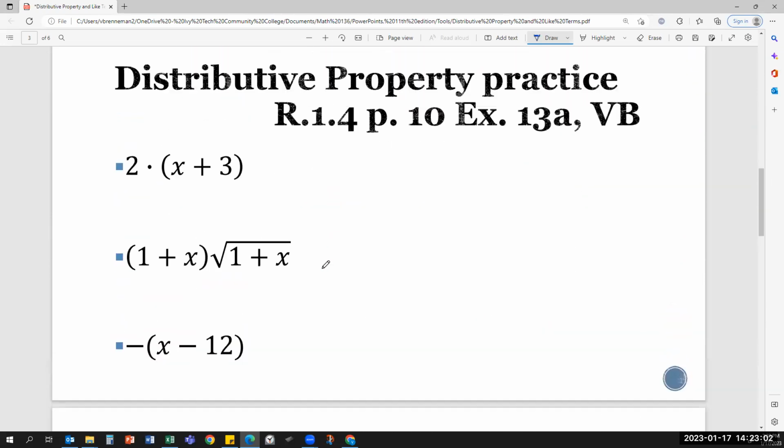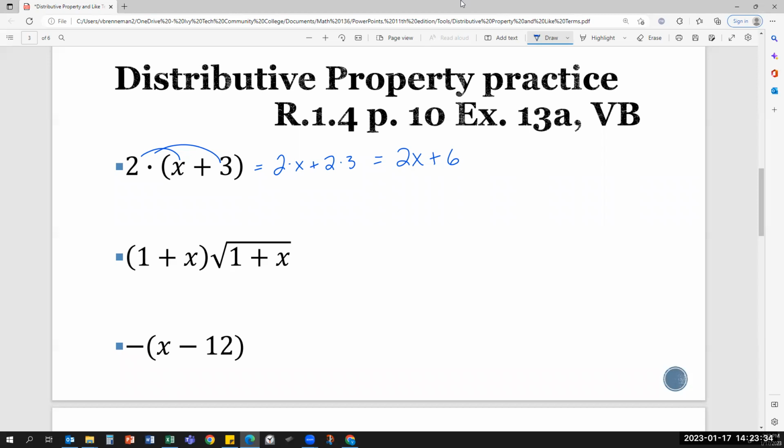So practicing this, 2 times (x plus 3) is 2 times x plus 2 times 3. I like to write arrows to remind myself that I'm doing that multiplication times each of those things. You can probably go straight to 2x plus 6. Write out as many intermediate steps as you need to, but don't feel like you have to write out more than what you feel you need.